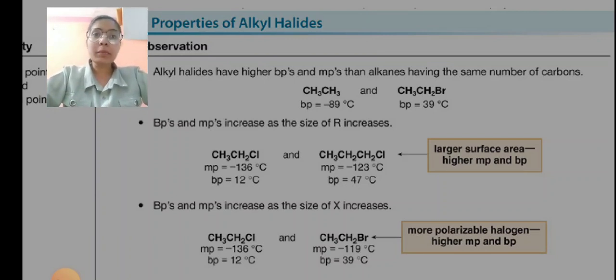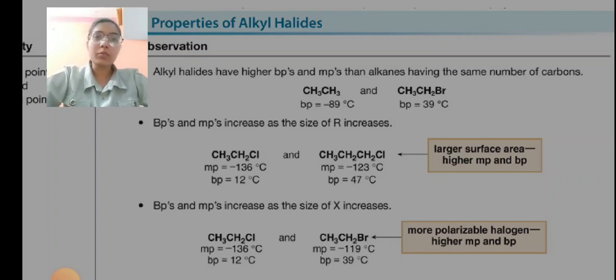Boiling points and melting points increase as the size of R increases. R represents the alkyl group. So the melting point of chloroethane is minus 136 degrees Celsius and its boiling point is 12 degrees Celsius. And for chloropropane, the melting point is minus 123 degrees Celsius and the boiling point is 47 degrees Celsius. Larger surface area, higher melting point and boiling point.